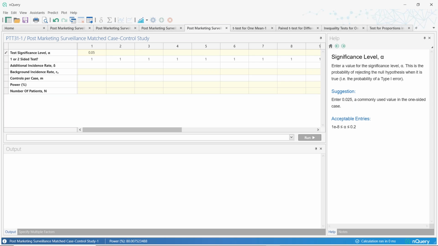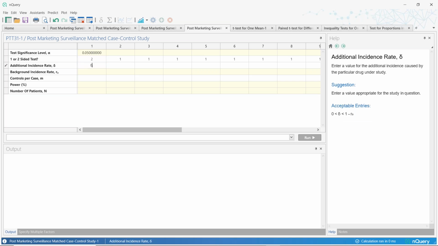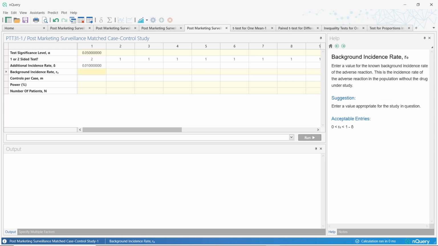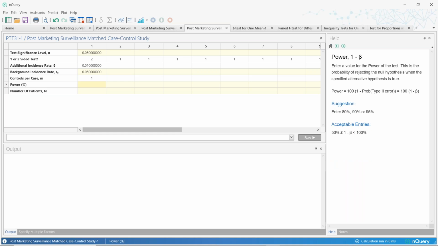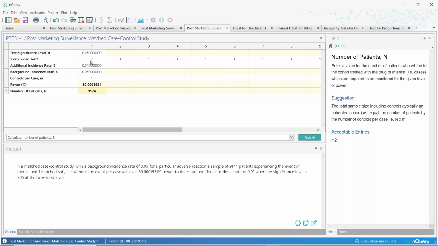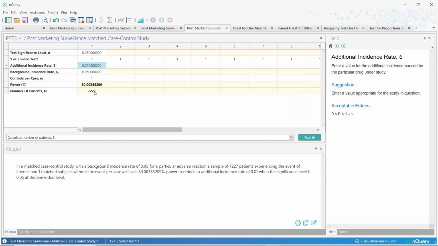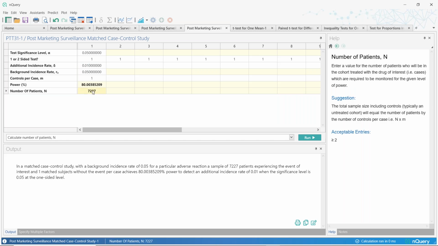So we have a 0.05 at the 2-sided level, and incidence rates of 0.01 and 0.05. So the 5% background incidence rate, and a 1% increase in the incidence rate that we're trying to ensure we're not above. For let's say one control per case and a power of 80%, we'll get 7277. So this is actually a one-sided analysis, apologies. So 7227, so about 14,000 basically in this case.